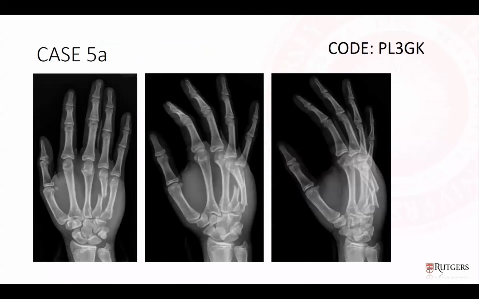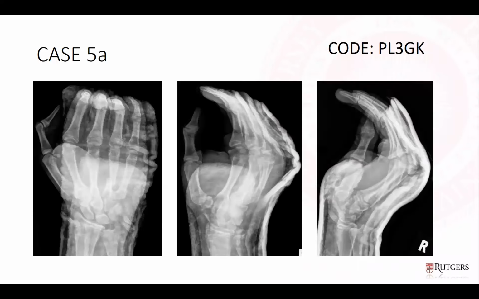For the next one, we'll just go through briefly. A 14-year-old male presented to the ED after a fall. He had this fourth ring finger metacarpal shaft fracture, as well as a small finger proximal metacarpal shaft base fracture, 60 degrees of angulation in the ring finger and 30 degrees in the small finger. He was initially closed reduced and placed into AP slabs.